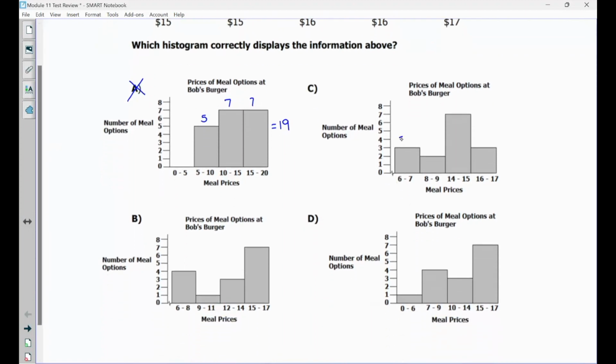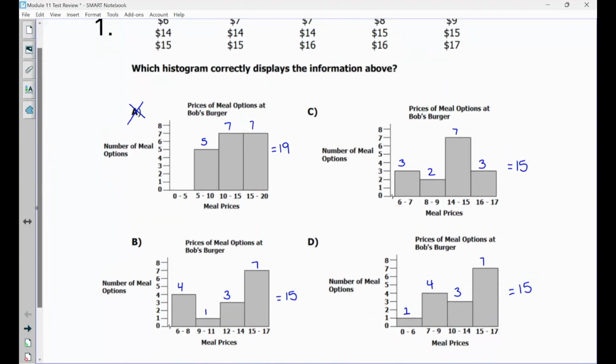We've got 3, 2, 7, and 3. Here we've got 10, 15. So this one is good so far. Here we've got 4, 1, 3, and 7. We've got 5, 10, 15 pieces of data. And here we've got 1, 4, 3, and 7. Again, 15 pieces of data. Okay, so far we can already eliminate one answer choice.